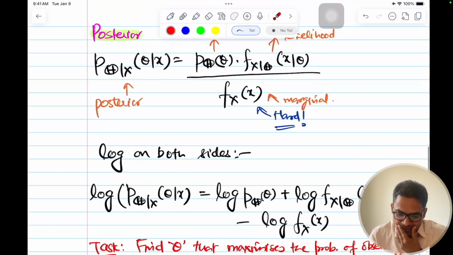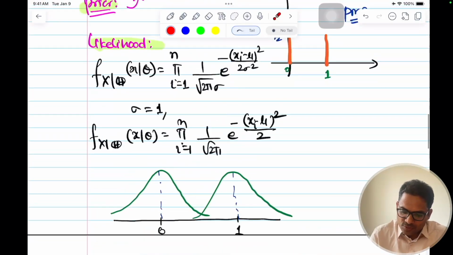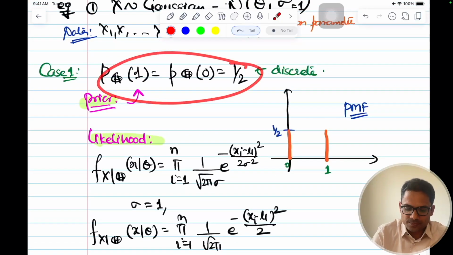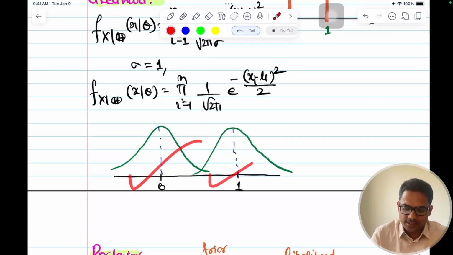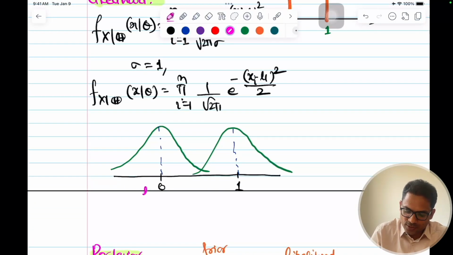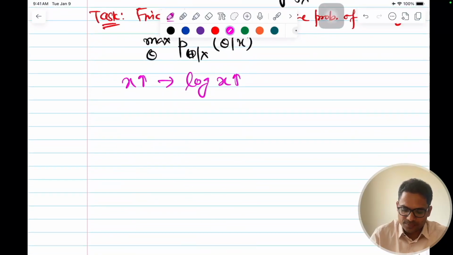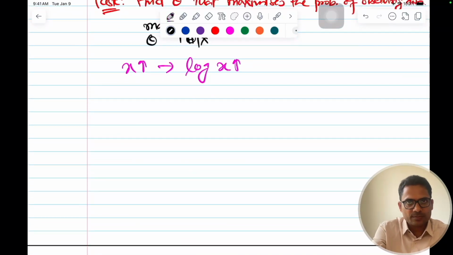So what we'll do is check for only these two values, theta at 1 and theta at 0, because that's what we have to find. The mu will have only these two values: mu is equal to 0 or mu is equal to 1. These are the two possibilities. That is the prior belief we had. This is the distribution.